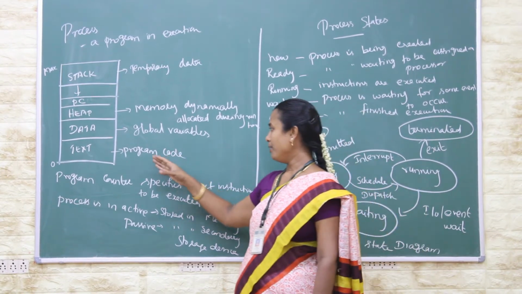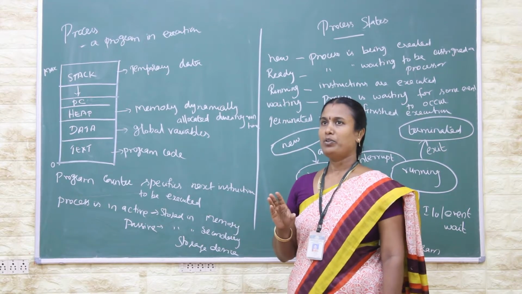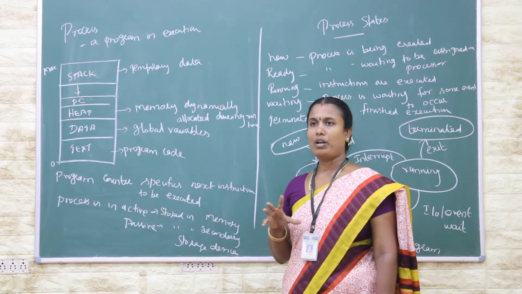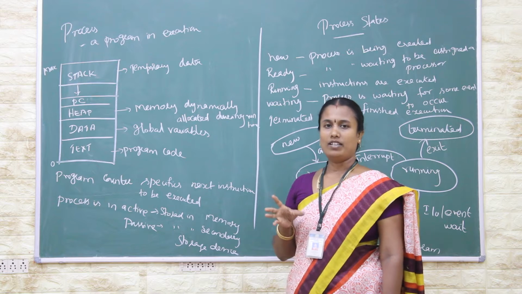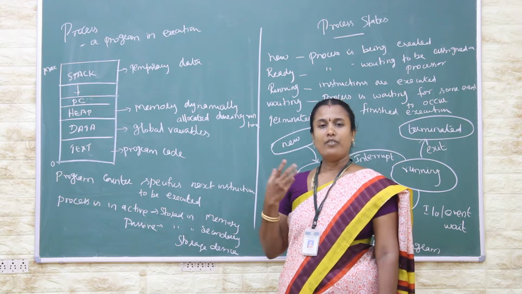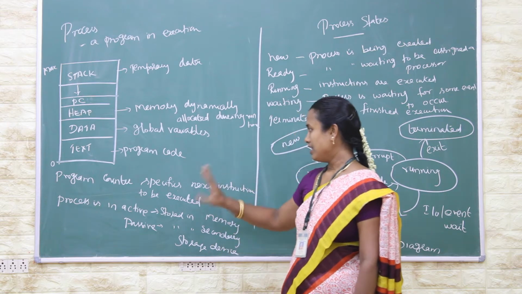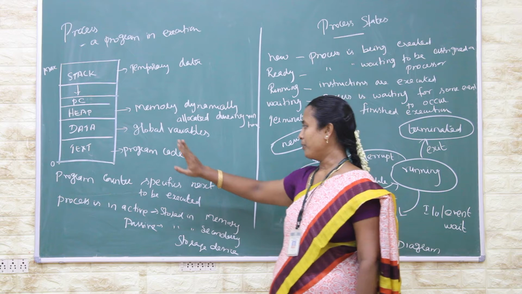So I can mention here: program code. For example, programmers can write in many programming languages. Whatever programming language we write, that can be called the program code. For example, C, C++, Java; each programming language differs in syntax. So the text section specifies the actual program code.